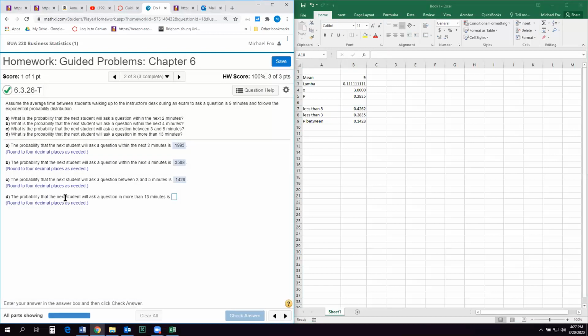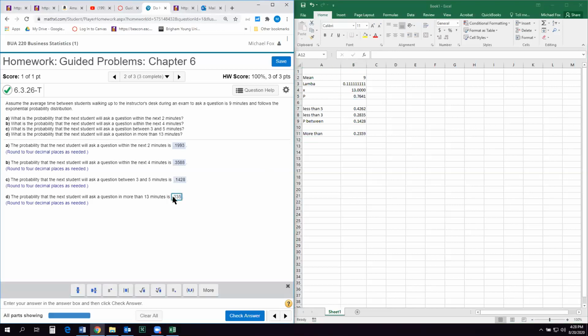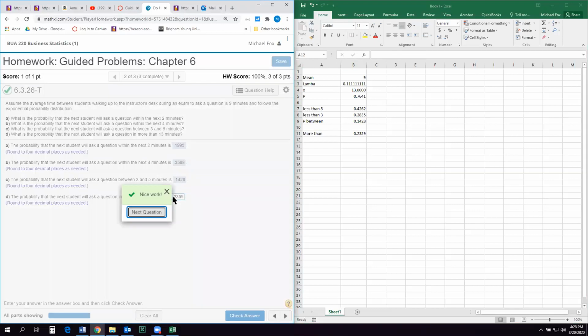All right, the probability that the student will ask the question in more than 13 minutes. So again, if I put in 13, that gives me the probability that it's less than 13. So the probability that it's more than 13 is just going to be 1 minus the probability that it's less than 13. And that's it. So that's the second question. And then finally, the last one.